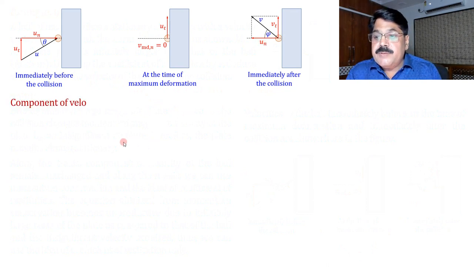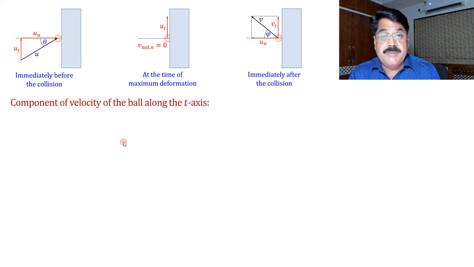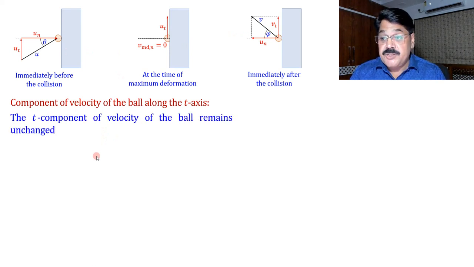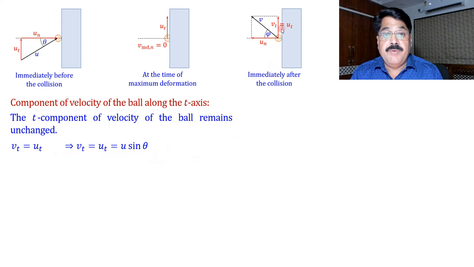The component of velocity of the ball along the t-axis remains unchanged. So Vt will be equal to ut. The t component of the velocity of the ball remains unchanged. So what can we write? Vt is equal to ut, or u sin theta. So that is the result we obtained. So you can write Vt is equal to ut.